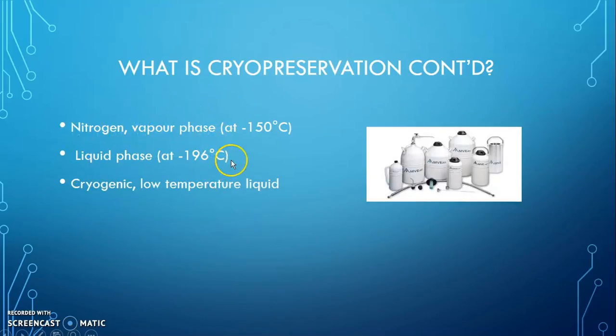Nitrogen is also a cryoliquid. Nitrogen can be in two phases, the vapor phase and the liquid phase. The vapor phase is at a temperature of negative 150 degrees Celsius. The liquid phase is much colder, at a temperature of negative 196 degrees Celsius. Cryogenic liquids are gases that are liquefied and maintained at very low temperature.